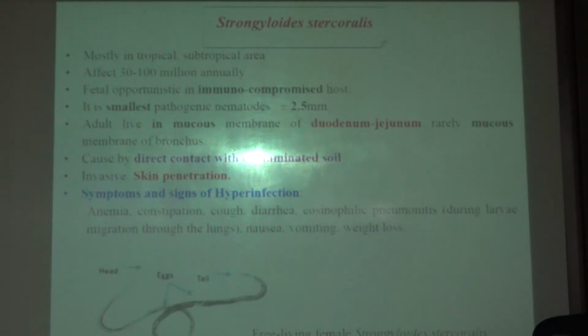Now coming to Strongyloides stercoralis, here also the infection happens through skin penetration. And if you see, it is the smallest pathogenic nematode with only 2.5 millimeter size. Its shape looks like a snake in the picture.